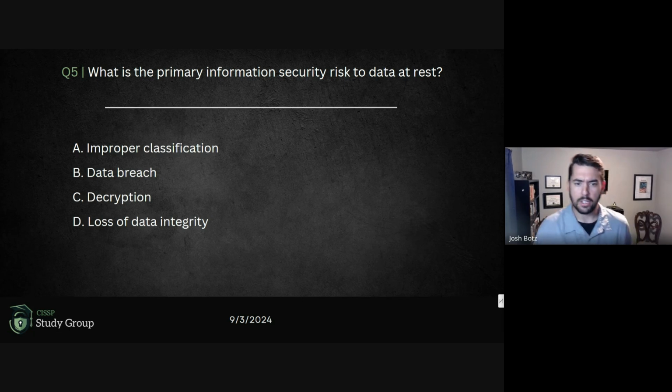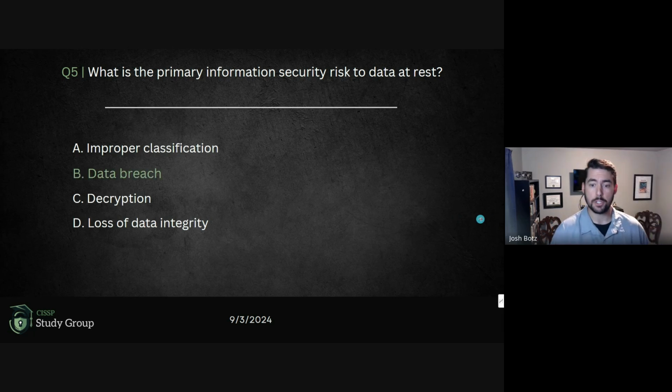Nice job. Boy, you guys did better than I did on this. I had struggled with this one and had to think about it a good while. So what is the primary information security risk to data at rest? Let's just pause, because after going through this and thinking through it in a couple different ways, there was one thing that really helped clarify this for me. First of all, the correct answer is data breach.